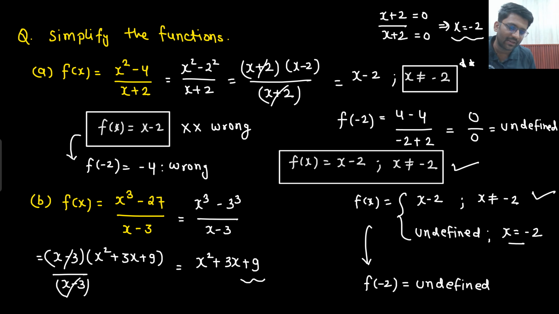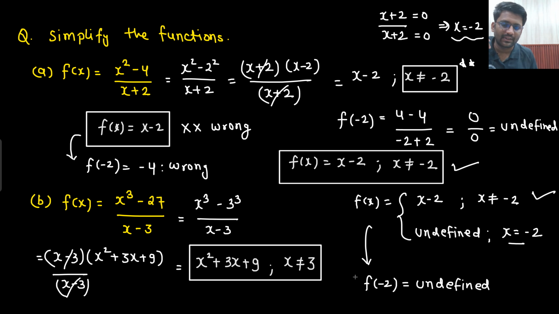Yes, the expression is coming out to be that, but make sure you are writing down that x cannot be equal to 3. That's the correct expression of f(x): x square plus 3x plus 9, but x cannot be equal to 3. At x equals 3, it is undefined. So how will you define it?